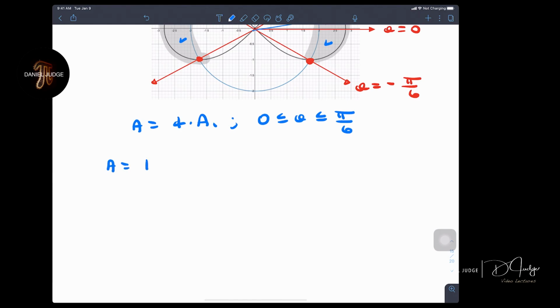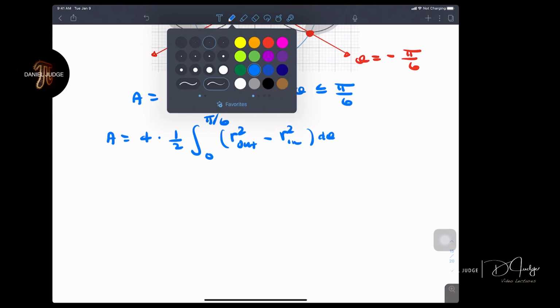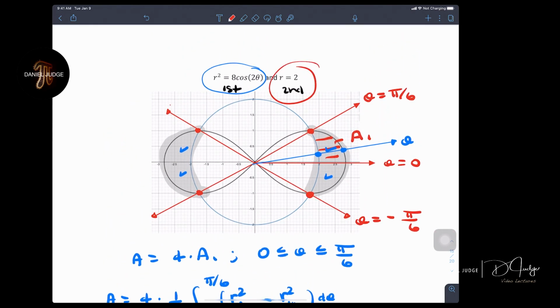So the area will be 4 times 1/2 from 0 to pi over 6, r squared out minus r squared in. And the r squared is this curve right here, 8 cosine 2 theta. So it's already squared. It's already r squared, so I'm just going to replace this here with 8 cosine 2 theta. And this is 2 squared, so it'll be 4. So r here is 2. This is the second curve, the inside curve. So we've got the outside curve and the inside curve.